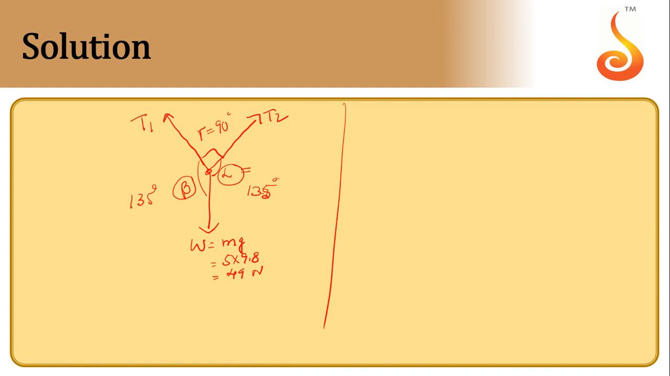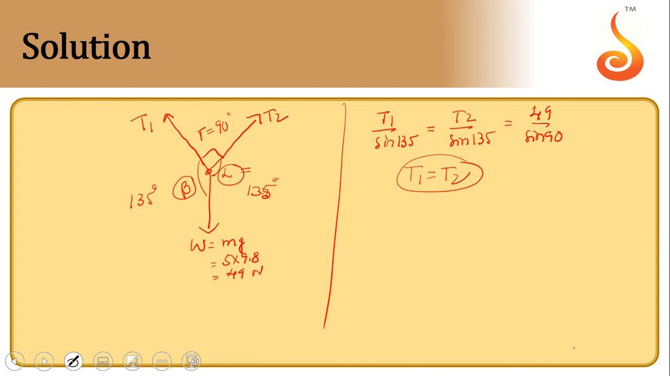Now it's a simple job. T1 divided by sine 135 is equal to T2 divided by sine 135, that is equal to mg, that is 49 divided by sine 90. So do you notice that T1 and T2 are equal to each other? Yes. So I'll take the first term and the last term.